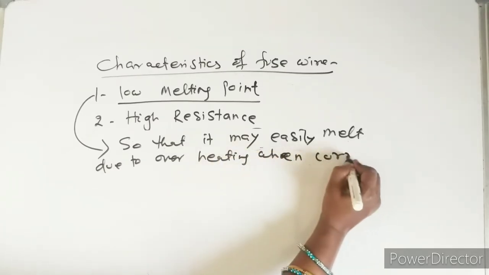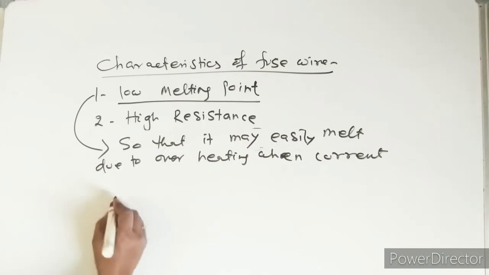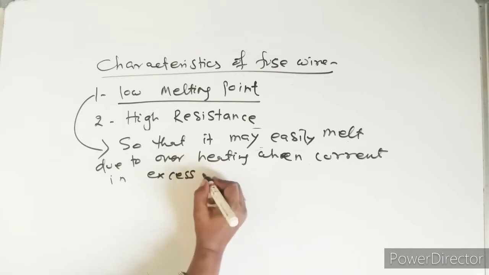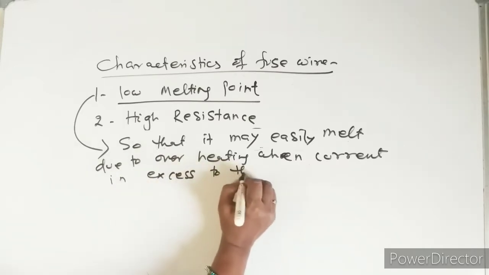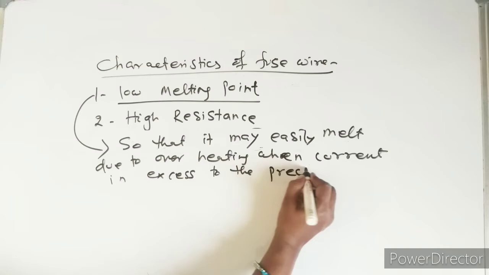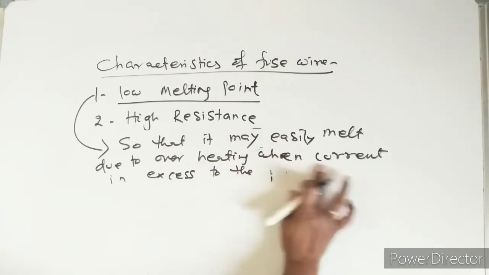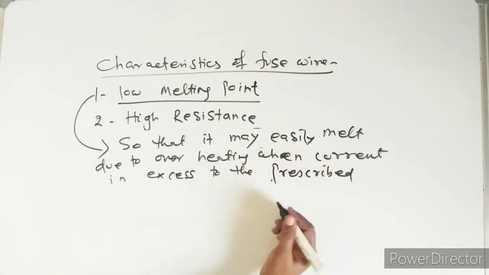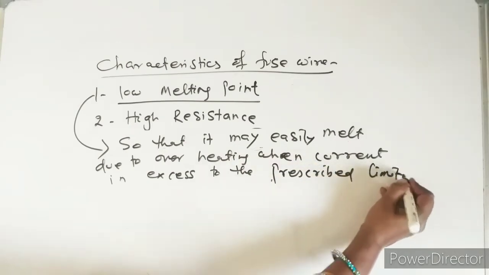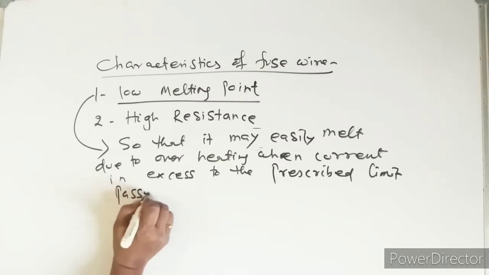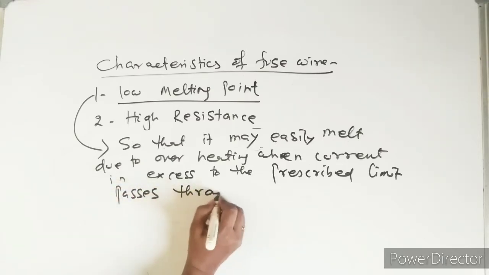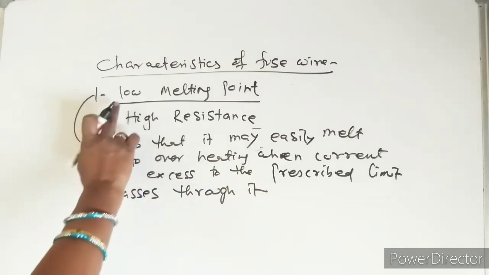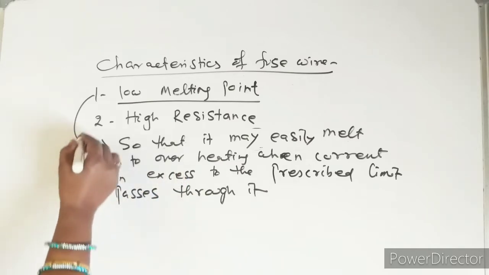When current in excess of the prescribed limit passes through it, it will melt. That is why low melting point is taken.